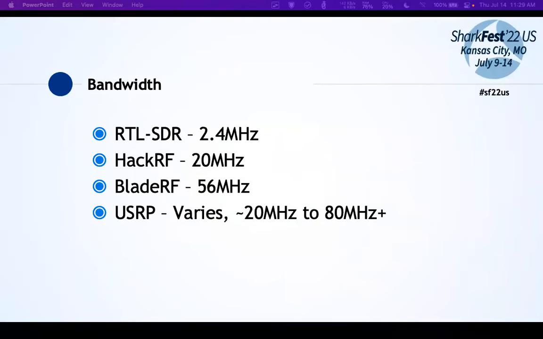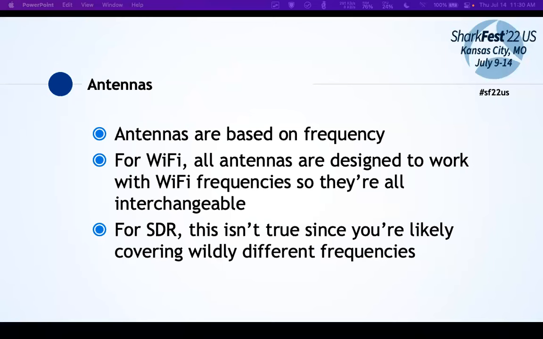So the RTL SDR captures 2.5 megahertz. It's a basic device. The HackRF can capture up to 20 megahertz. The BladeRF can do 56. USRP, there are models that can do 80 megahertz, 160 megahertz wide captures. But at that point, you're also looking at a dedicated 10 gig fiber card just to shove data from the radio to your computer, and a computer cluster big enough to process 10 gigasample per second constant rate data.